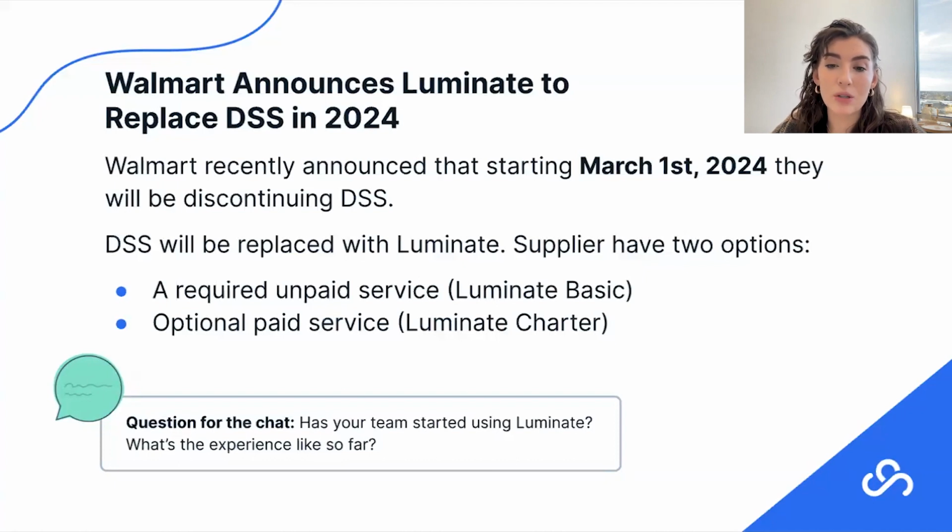So we'll talk about the two versions of Luminate. We've got the unpaid version that is required. That's going to be Luminate Basic. There will be no other way to pull your data from Walmart. And then the optional paid service with Luminate Charter. And we'll talk a little bit about the differences, but I know most of the suppliers who are on here today have had these conversations with their team or with their merchant teams, etc.